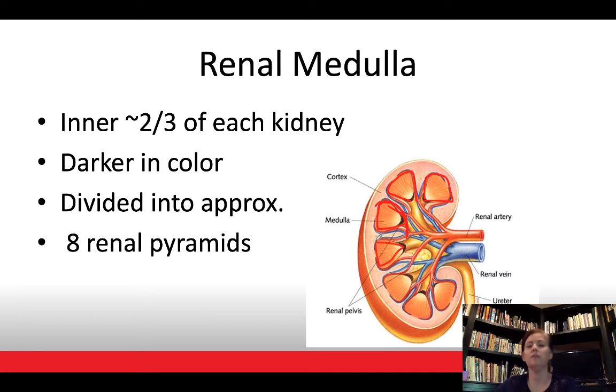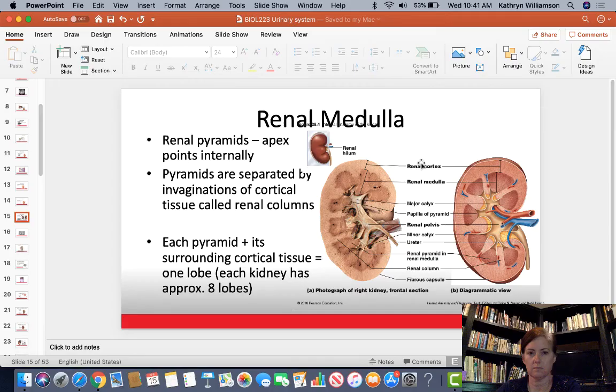And these are kind of like lobes of the kidney. And so generally each kidney is divided into 8 individual renal pyramids. And what's interesting too is that all these renal pyramids are not always on the same plane in the kidney. So if you cut the kidney in a frontal plane section, sometimes you'll see some of the pyramids, and then if you cut a little deeper, other ones will be visible too.